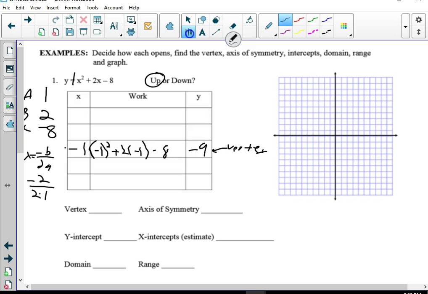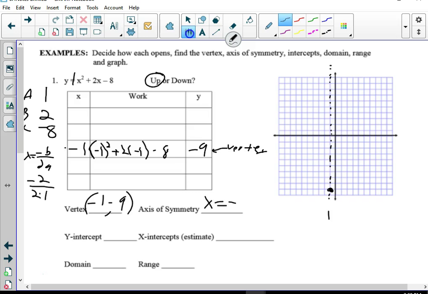So, where's my vertex? Negative 1, 1, 2, 3, 4, 5, 6, 7, 8, 9. Right there. So my vertex is negative 1, negative 9. The axis of symmetry is going to go right through that line. So everybody do your best job to put a dotted line like so.